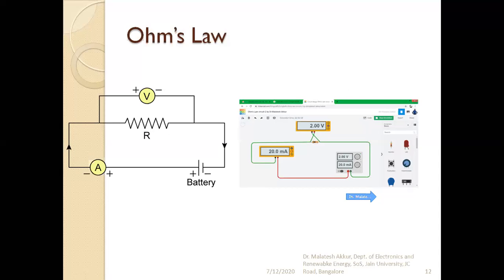As I was telling, by varying the voltage in the RPS, we can see the variations in the voltage in the milliammeter as well as the voltmeter. So this will give the same values.